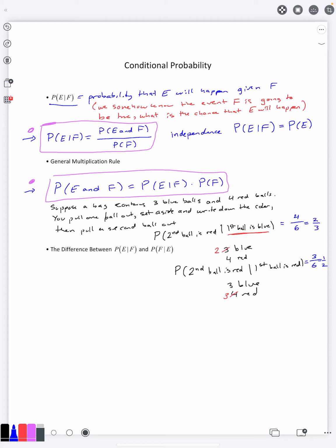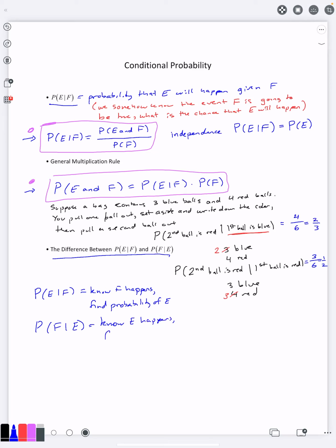There's one more thing I want to mention in this video, though, and that is the difference between P of E given F and P of F given E. So E given F means we know F happens. Find the probability of E. And the probability of F given E here would be we know E happens. Find the probability of F. And in general, these two numbers are going to be completely and totally different. In fact, one of them could be a really high probability, one of them could be a really low probability.